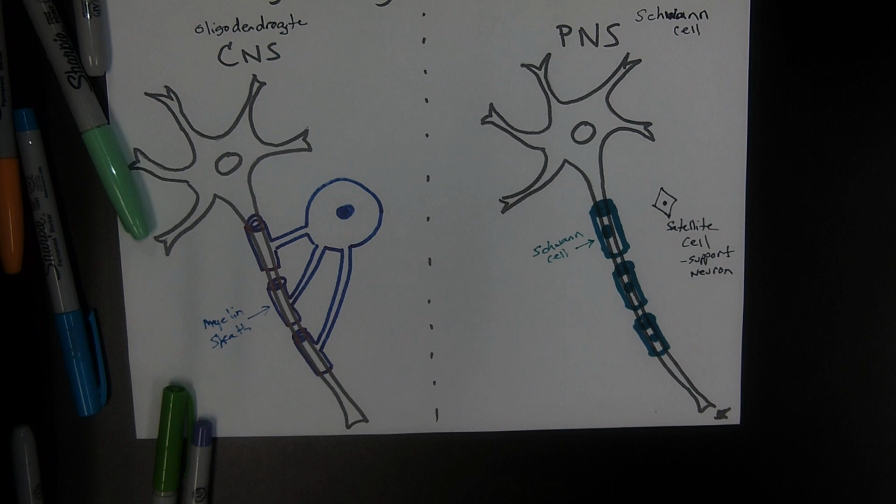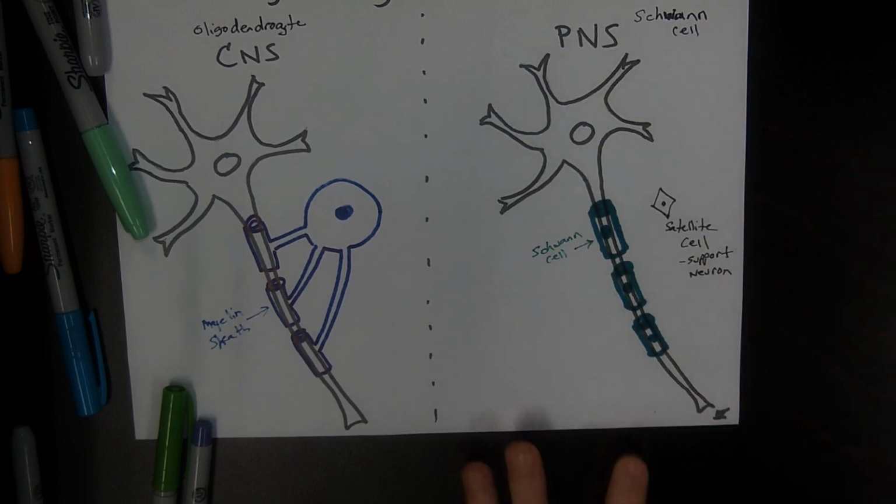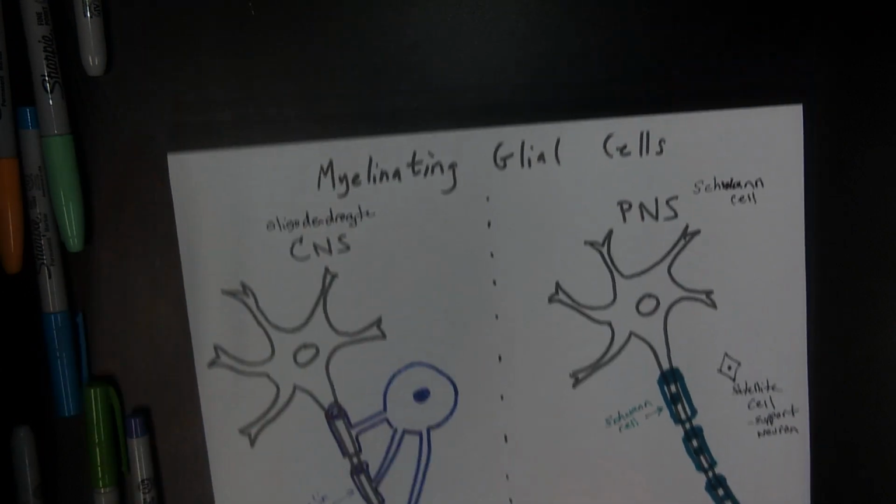But the satellite cell itself is only in the PNS, not in the CNS. So specific to the PNS, you have your Schwann cell, your satellite cell. All the others are just in the CNS. Questions? Okay, we'll move on. Last one. Neuron communication with and without myelin.